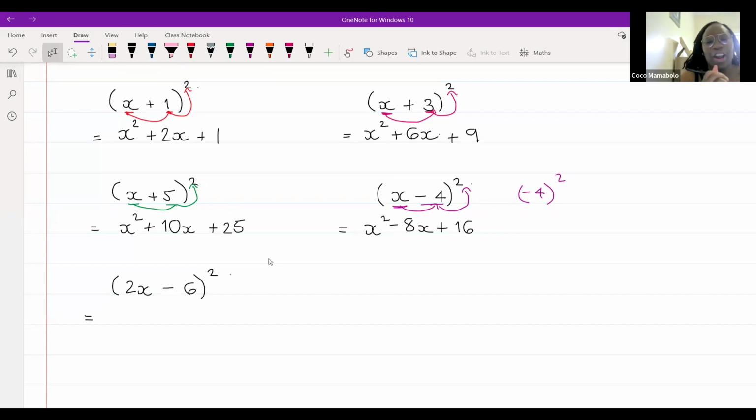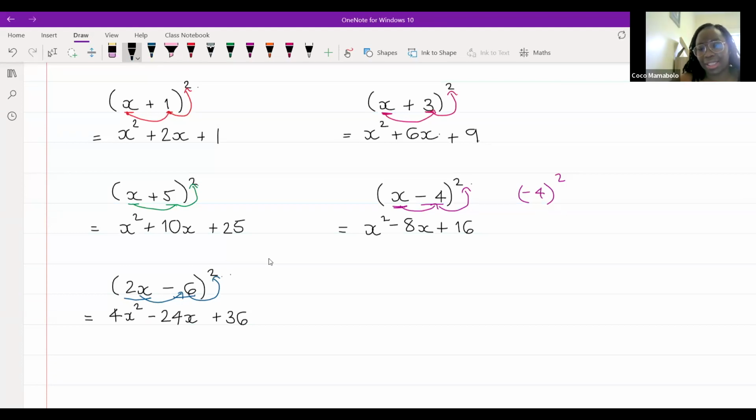Let's start with the first one. We're going to square 2x. If I square 2x, that's going to give me 2 squared as well. So at the beginning, I should get 4x squared. At the end, negative 6 all squared should give me positive 36. So 4x squared at the end, positive 36. Then we're going to do the thing in the middle. 2x times negative 6 will give me negative 12x, times 2 should give me negative 24x.